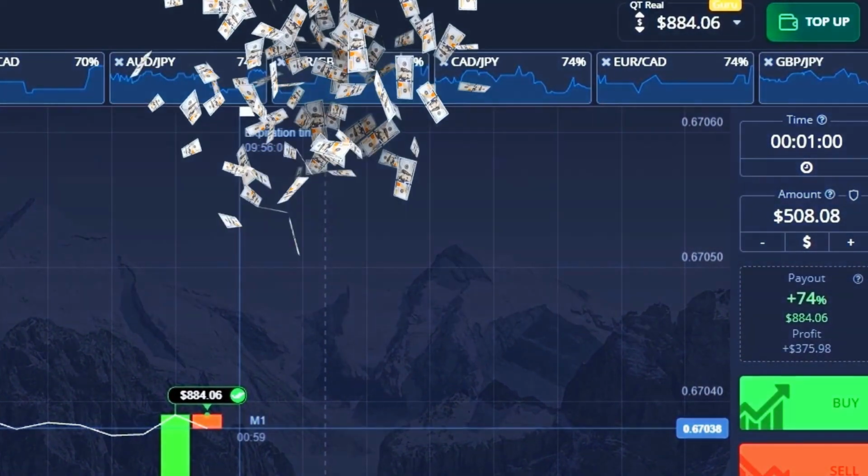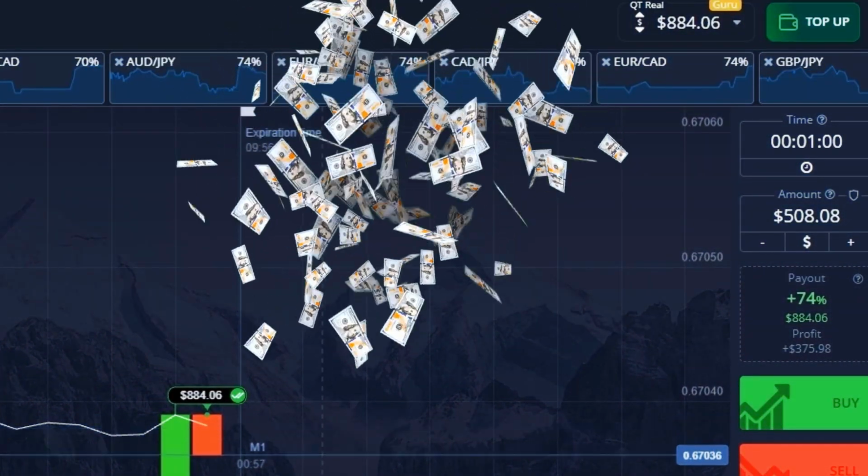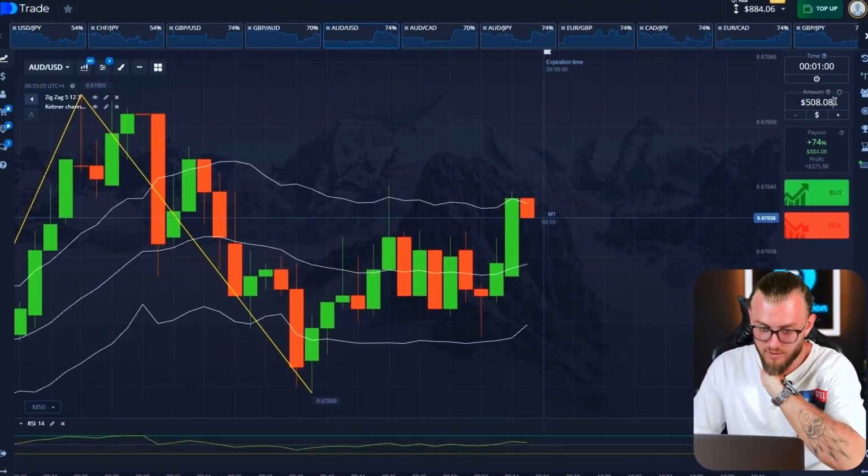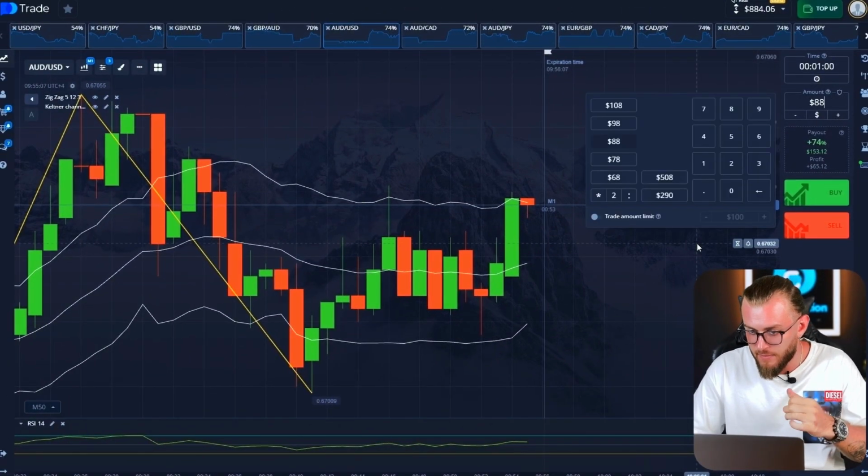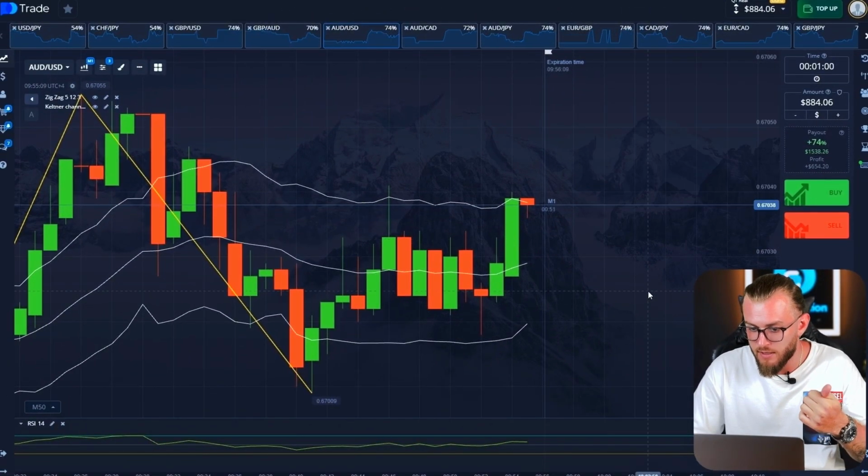Great, the deal is in profit, friends. We continue to trade further. For now, I see the point in staying on the same chart. It is very likely that we will be able to open another deal here.